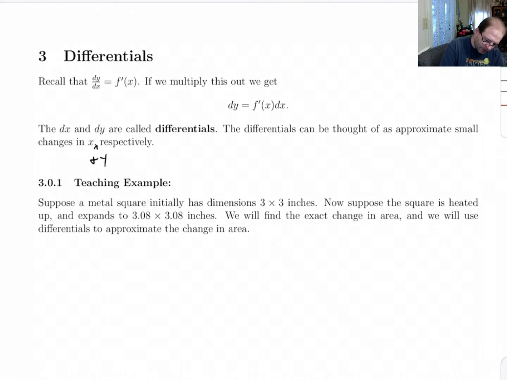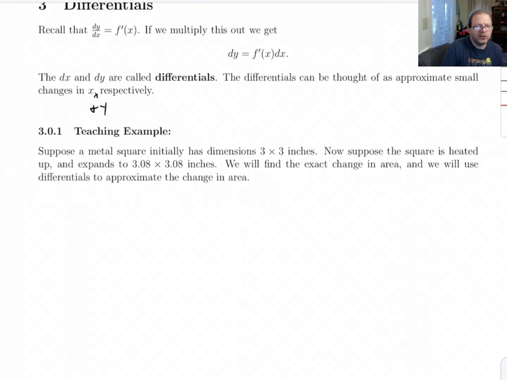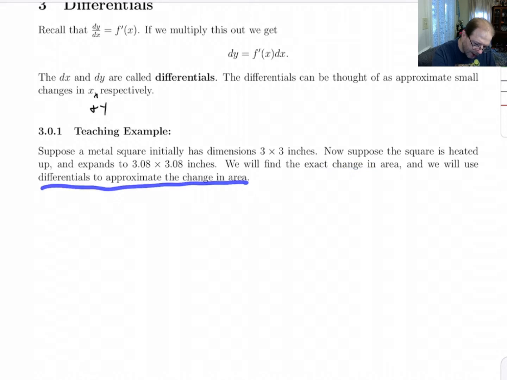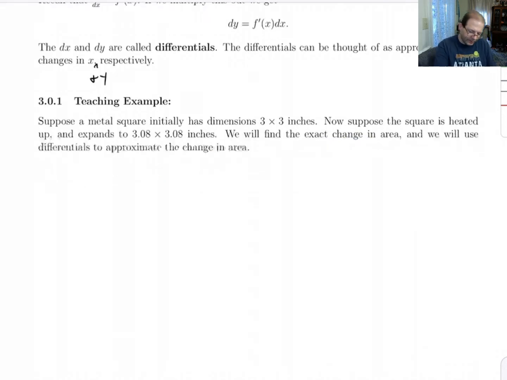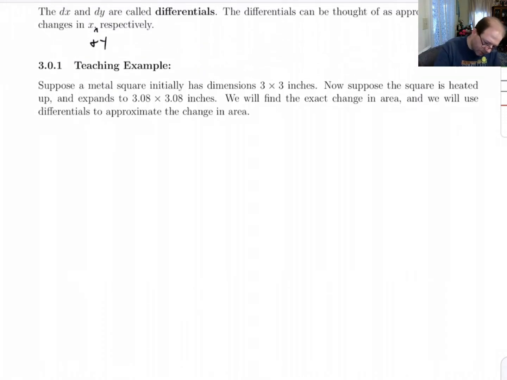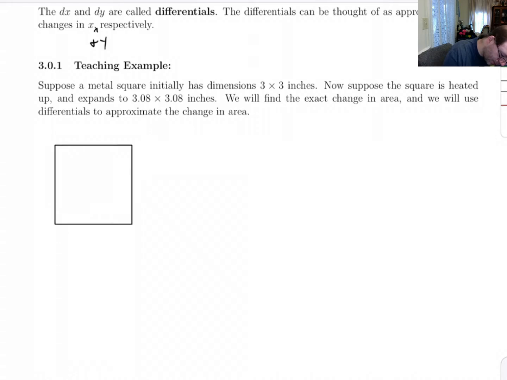So what I want to do is look at an example to get started on this. Suppose you have a metal square and it initially has dimensions of 3 by 3 inches. And then the metal square is heated up and it expands to 3.08 by 3.08. I want to do two things here. I want to find the exact change in its area, and then I also want to use differentials to approximate the change in the area. All right, so we're going to start with a square that's 3 by 3.